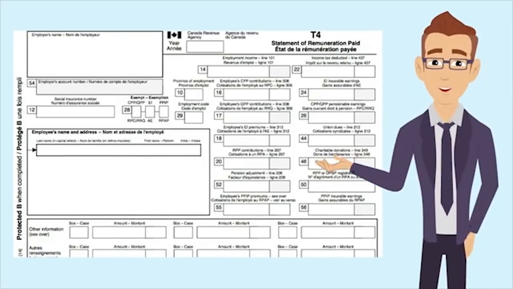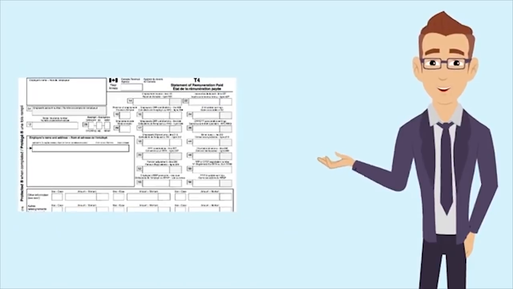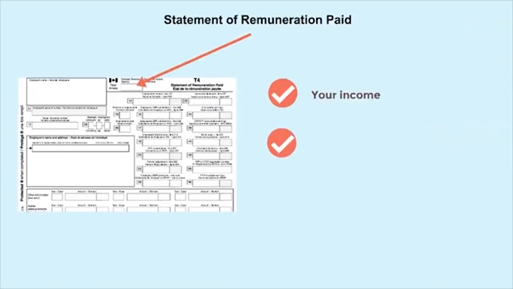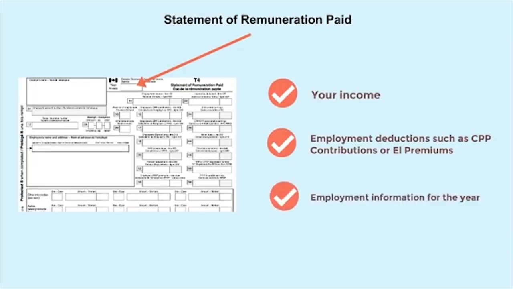This is a blank T4 slip, also known as a statement of remuneration paid, that indicates your income, employment deductions such as CPP contributions or EI premiums, and unemployment information for the year.